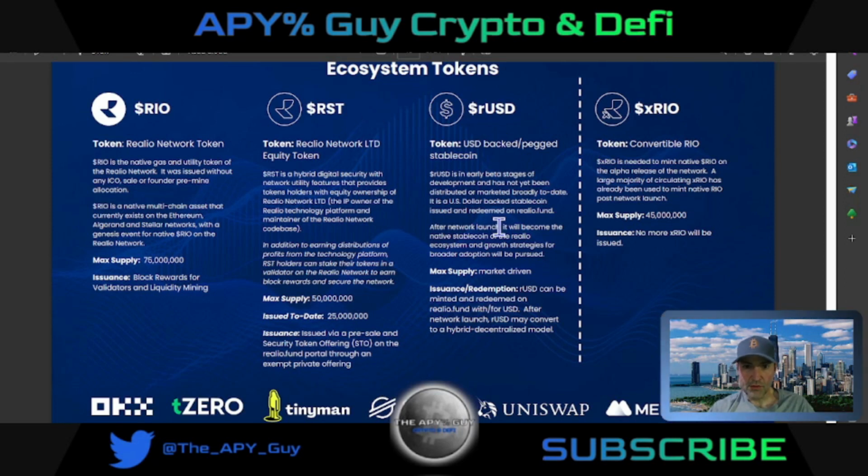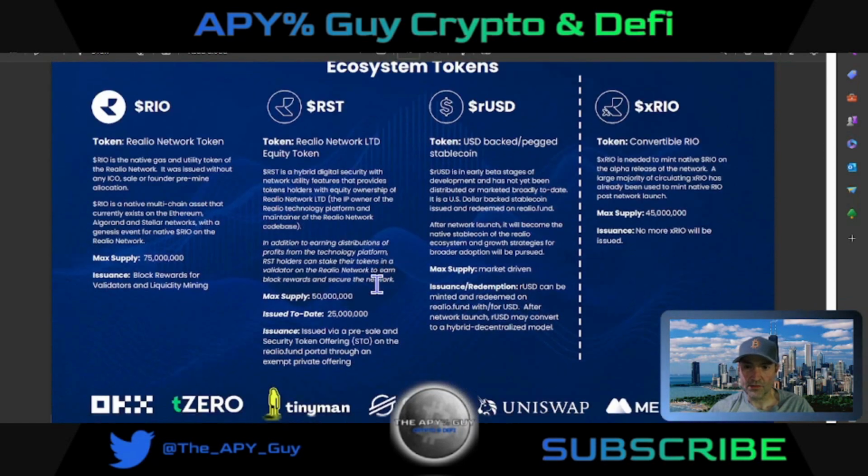The RUSD is a backed pegged stablecoin. RUSD is in early beta stages of development, has not yet been distributed or marketed broadly to date. US dollar backed stablecoin issued and redeemed on Relio.fund. They're going all out. They're going to have the entire ecosystem.